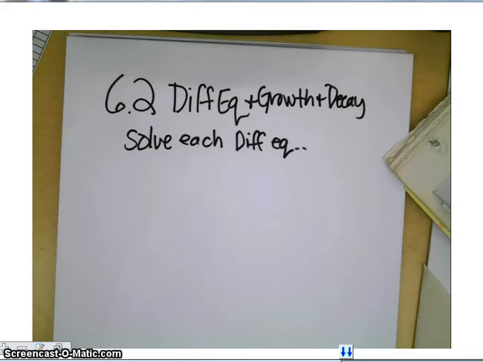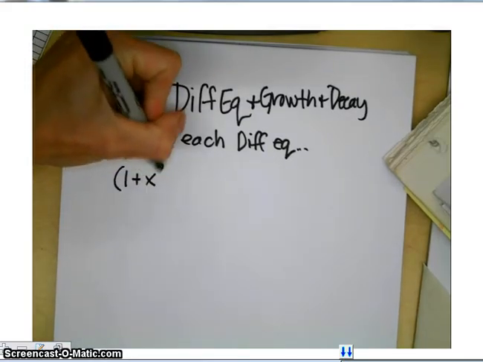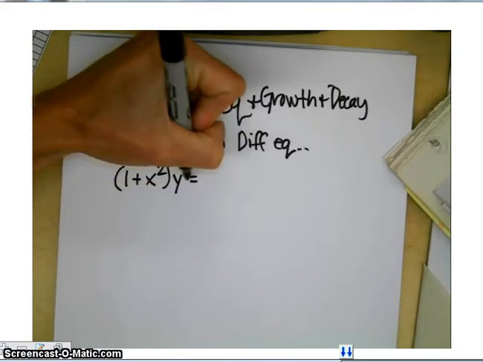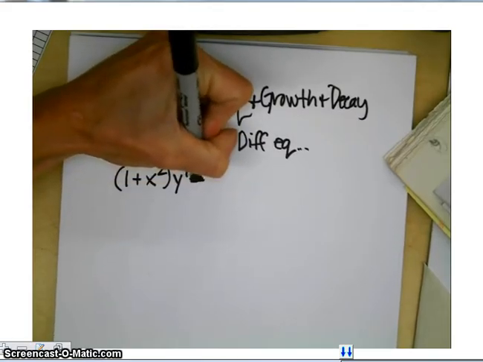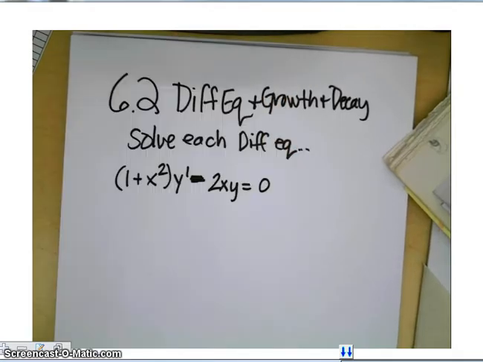An example here. Let's say I want to solve (1 plus x squared) y prime. Sorry, that should be a minus. I'm just going to make that a big thick minus, 2xy equals 0. So what I want to do is solve this differential equation.